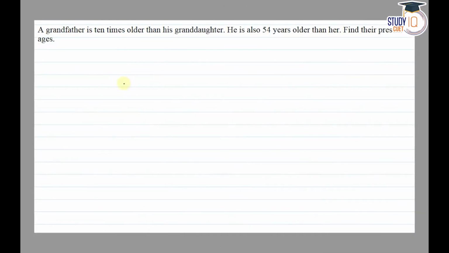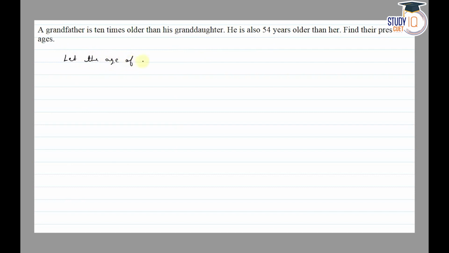Hello everyone, this question appears in the class 8th NCERT chapter of linear equations in one variable. This is the ninth question of exercise 2.4. The question says that a grandfather is 10 times older than his granddaughter. He is also 54 years older than her. Find their present ages.